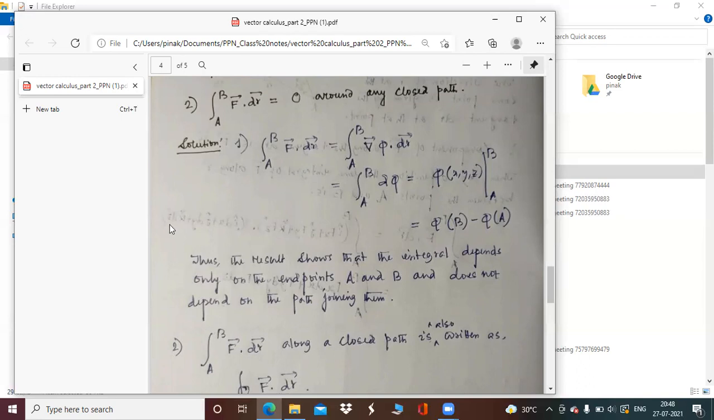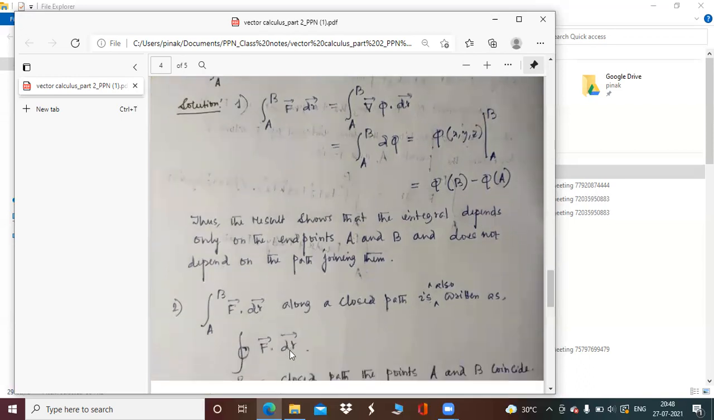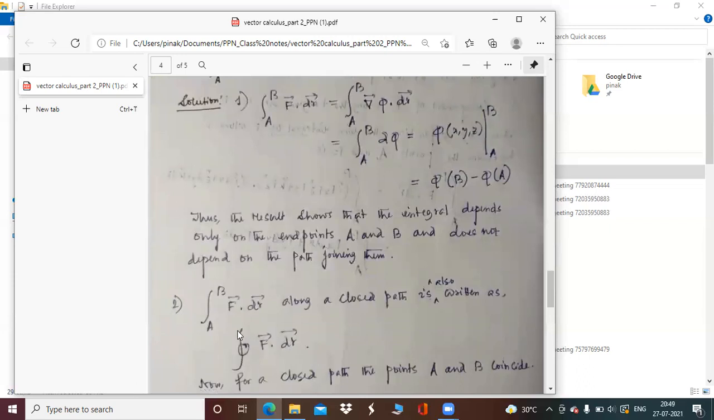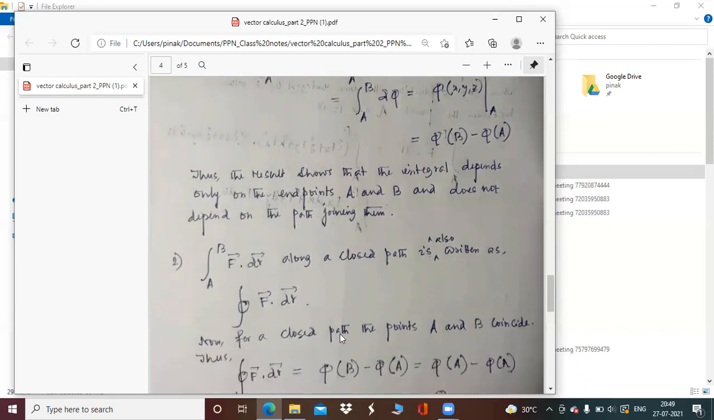So here you have to show that the integration from a to b of f bar dot dr bar vanishes, or it is equal to 0, along a closed path. Now the line integral along a closed path is actually given by this symbol, that means an encircled integral sign. So this closed line integral of f bar dot dr bar actually represents the integration of f bar dot dr bar along a closed path. Now for a closed path, the endpoints a and b coincide, since it is a closed path, so its starting point and ending point will be coincident.